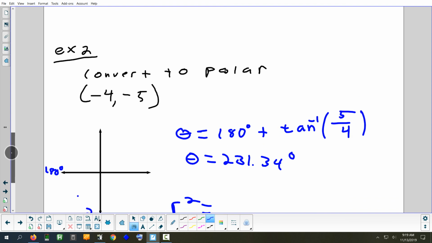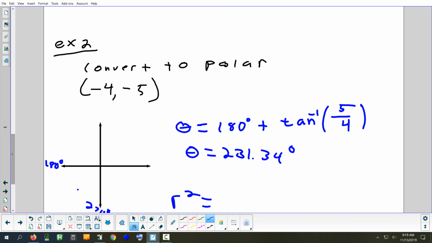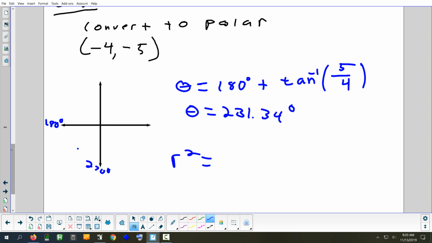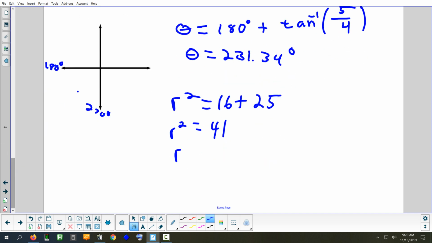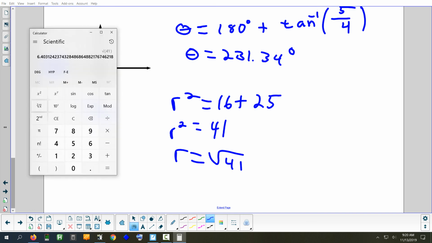So r squared equals, Pat, what's x squared? 16. And y squared? Yep. So r squared equals, Elizabeth, what's 16 plus 25? 41. And Andrew, my last step is to take the what of 41? Square root. Take the square root. Yep. So r is the square root of 41. Okay, let's see what we got. Square root of 41, about 6.40.